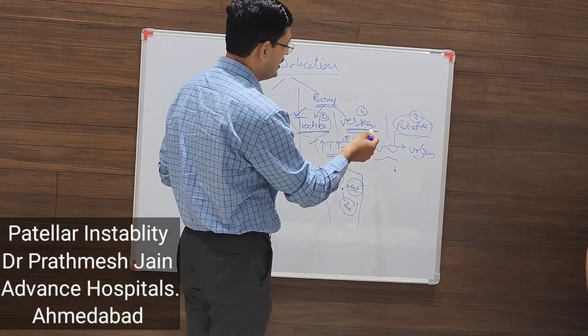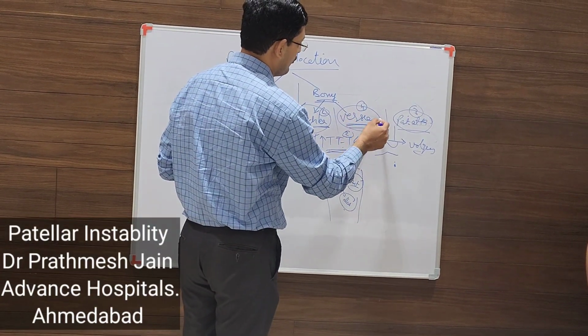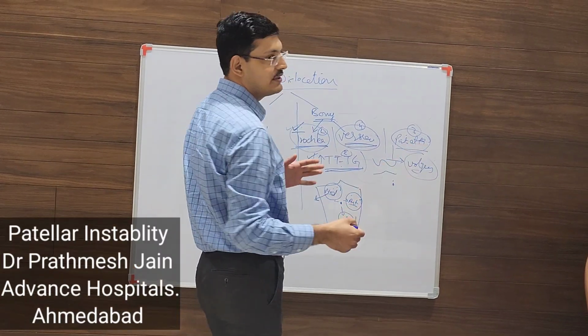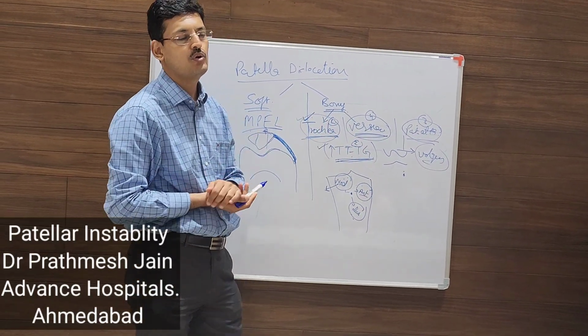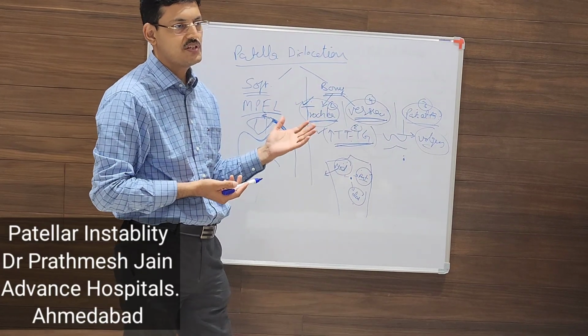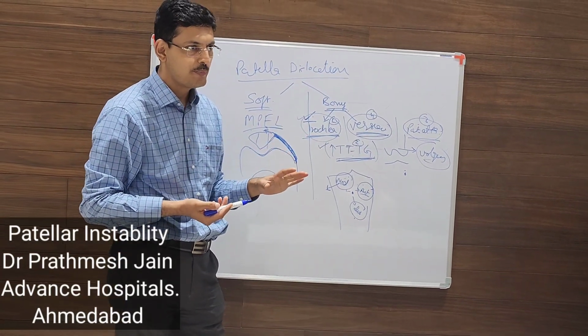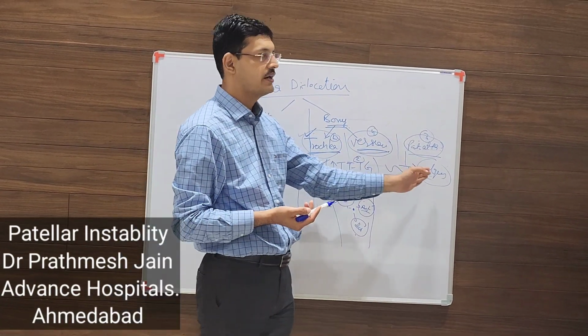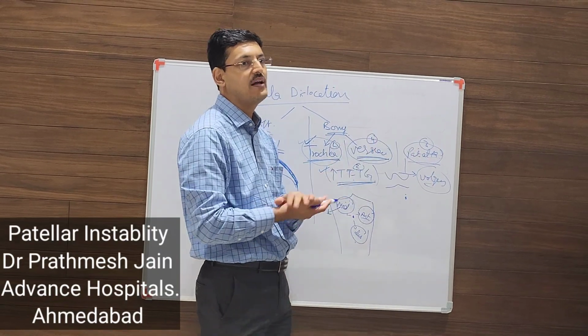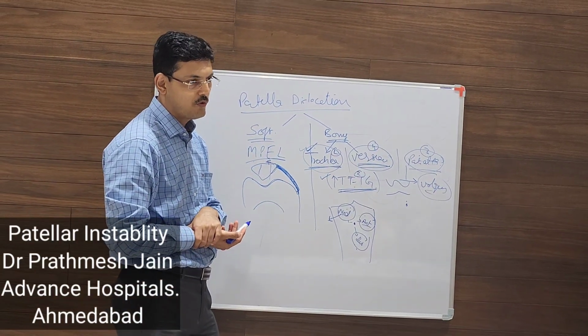And very occasionally, you will need to do a procedure for version and valgus, that is a femoral osteotomy. Very rarely you will have to perform a derotation osteotomy of the femur or a corrective osteotomy of the femur to correct the valgus. So very rarely you need to perform this procedure.